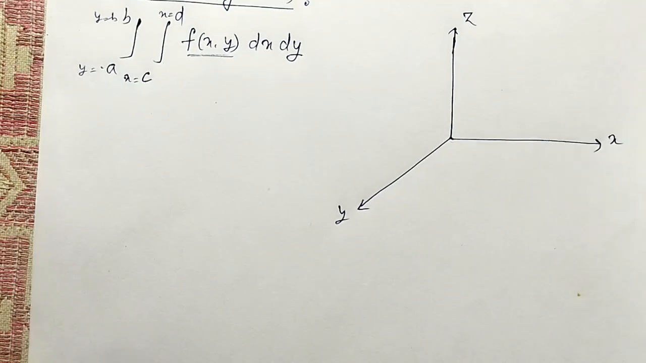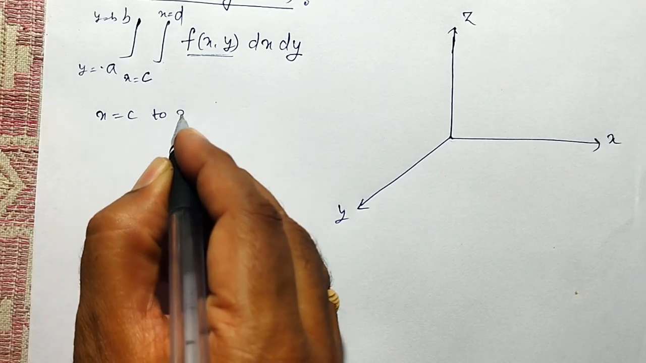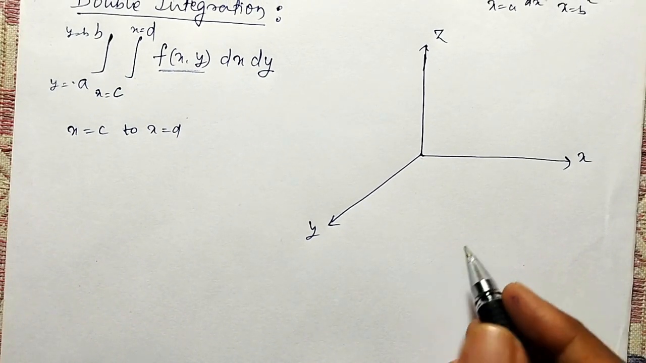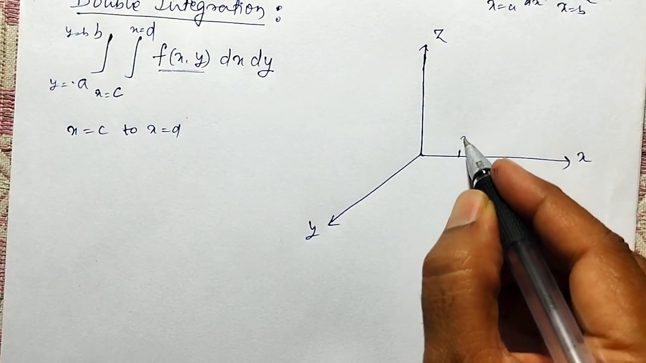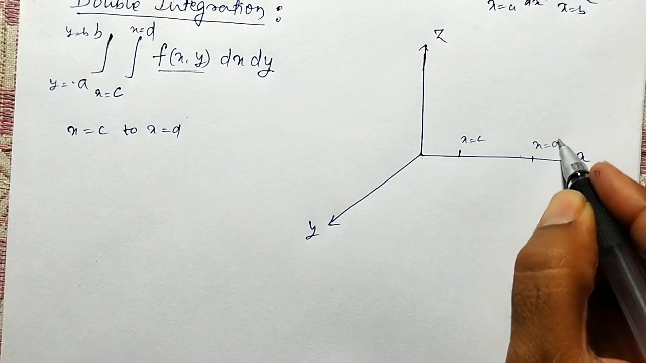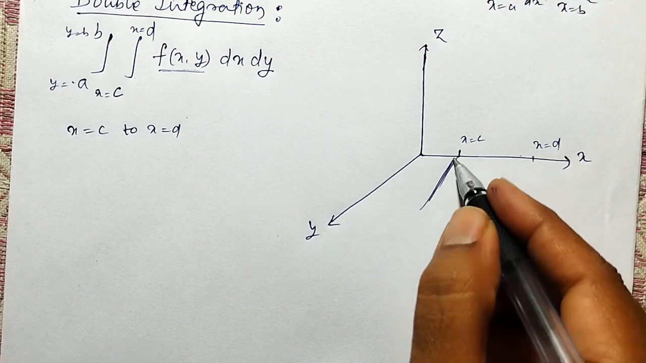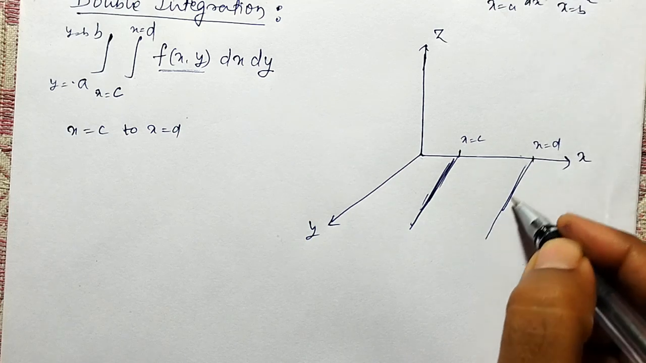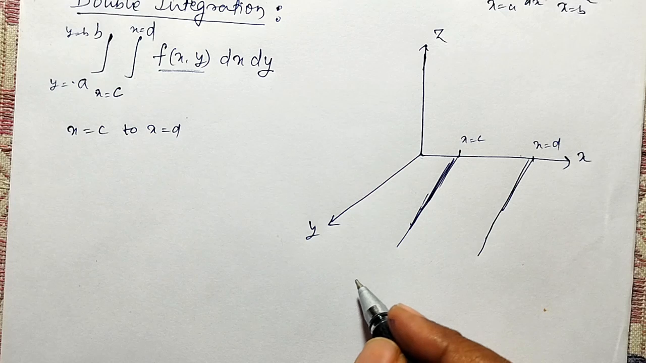Here also, x equal to c and x equal to d also represent straight lines in three-dimensional space. Let me consider x equal to c and x equal to d as representing straight lines parallel to the y-axis, correct? They are representing straight lines parallel to the y-axis. This is my x equal to c and x equal to d.